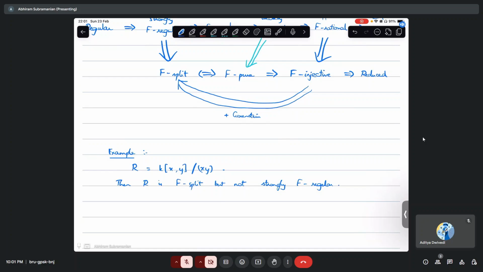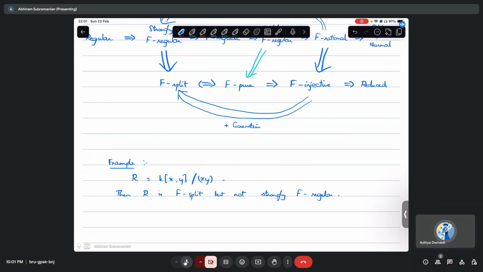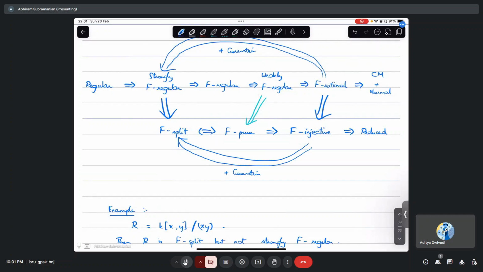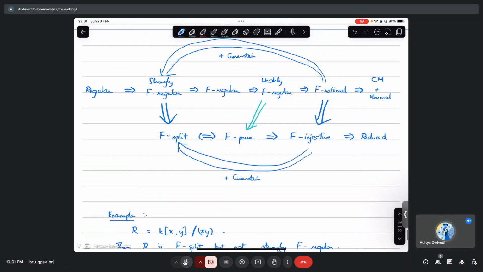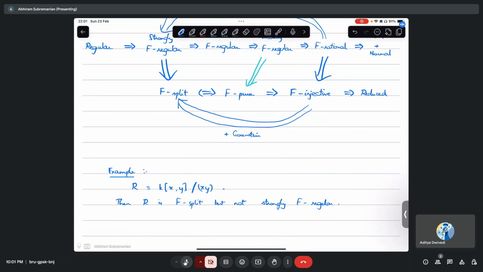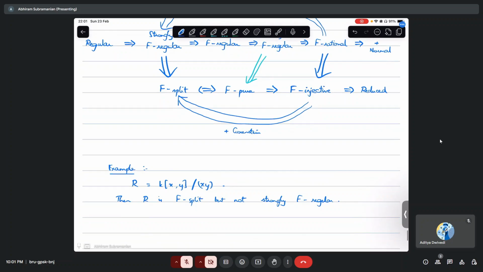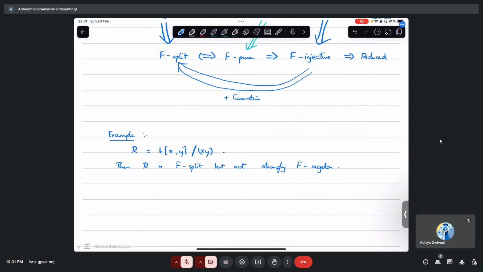Okay, let's see why this is the case. Is this Gorenstein? Oh yeah, it's a complete intersection, sorry. This is a complete intersection, therefore it's Gorenstein. So yes, R is F-split, but not F-regular. Why is that so? I think we have seen some example like this. Bear with me for a moment.